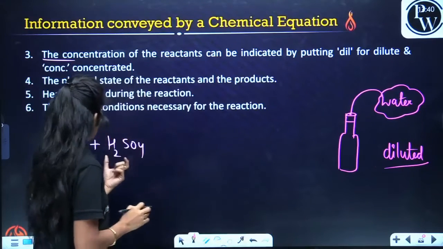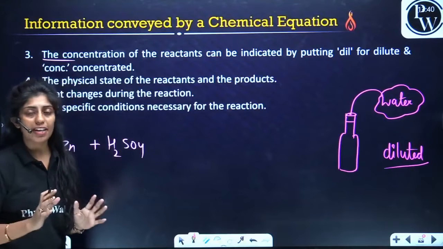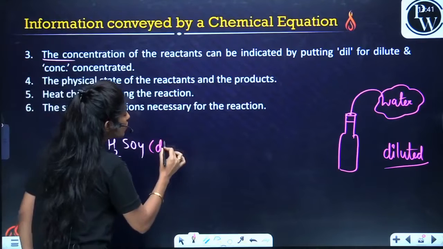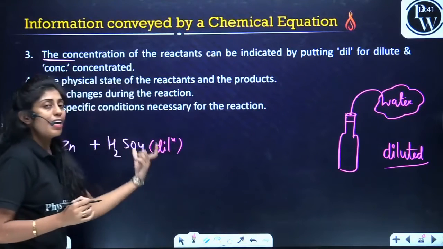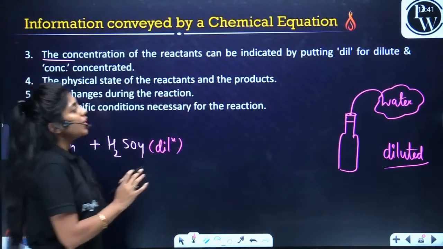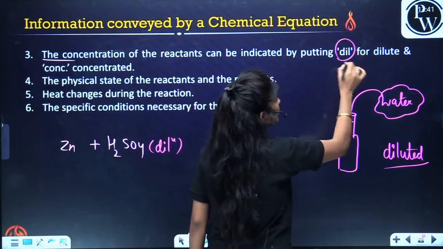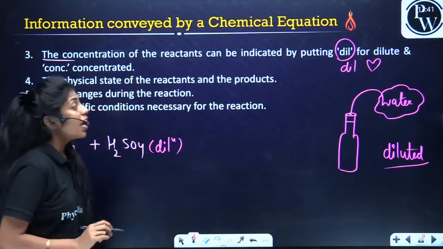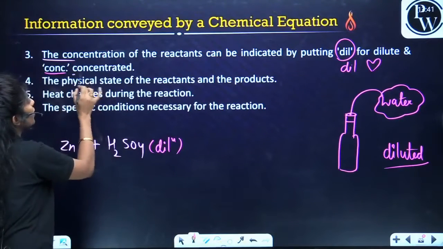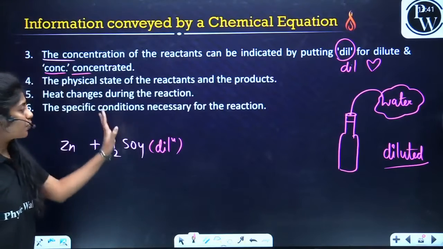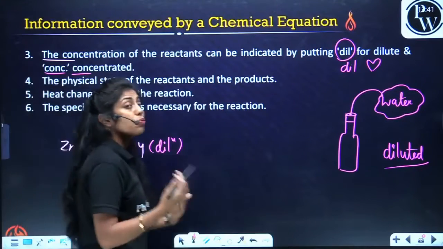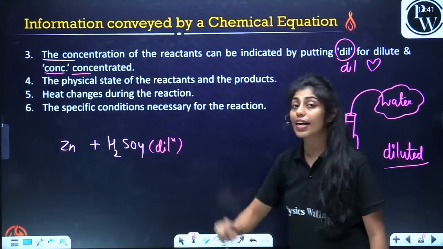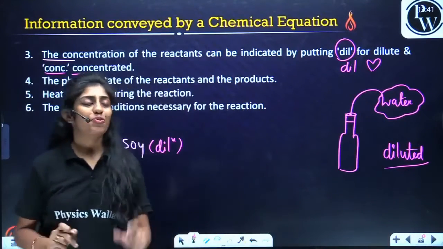So when any acid or base is reacting with any metal or any reactant, we have to write their concentration, whether it is diluted or concentrated. So for diluting, I will be writing dil. It's not that Hindi dil, that's a dil only. Okay. And for the concentrated, the short form is conc. In order to make it more informative, so that I will be seeing this and saying, okay, that was the dilute acid. That is more informative.